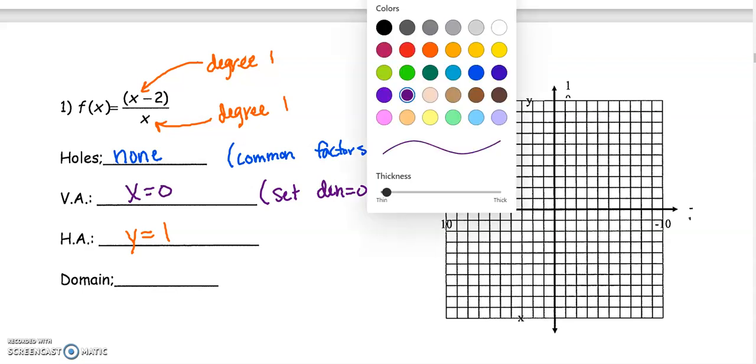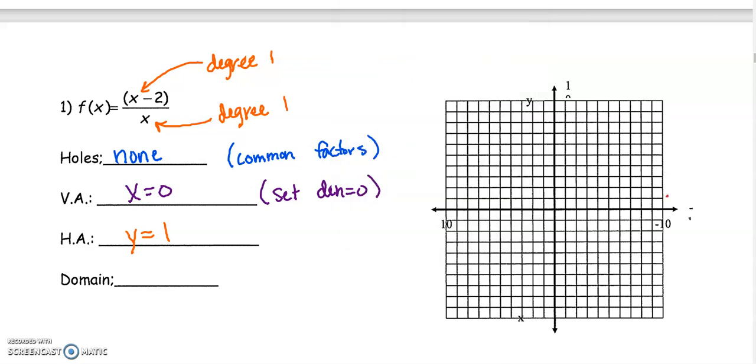All right, so let's go ahead and graph this, and then we'll do our domain. So I'm going to draw my horizontal through 1 on the y-axis. So here's the y-axis, here's 1.